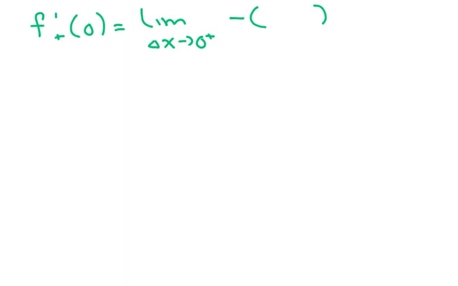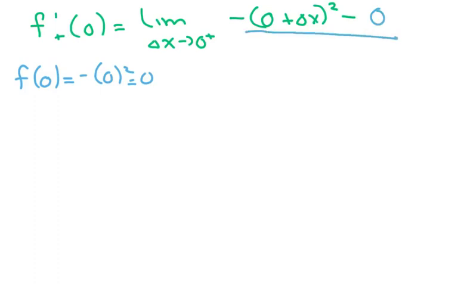All right, and then we're going to go from the right side, which is our quadratic. So the limit as delta x approaches 0 from the right. So that's going to be negative, and for the x, we're going to plug in 0 plus delta x squared, minus f of 0. So f of 0 equals negative 0 squared, which just equals 0. So this is going to be over delta x.